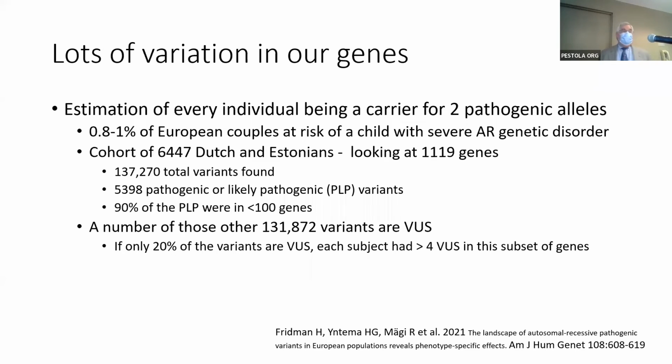And we all have a lot of variation. The estimation is that we're all carriers for at least 2 pathogenic alleles, and 90% of the pathogenic alleles were in the top 100 genes. Looking at the Dutch and Estonians, probably similar numbers for folks in the United States, but a lot of those other variants were VUSs, and the estimate of 20% for all the other variants being VUS is conservative. It's probably higher than that.